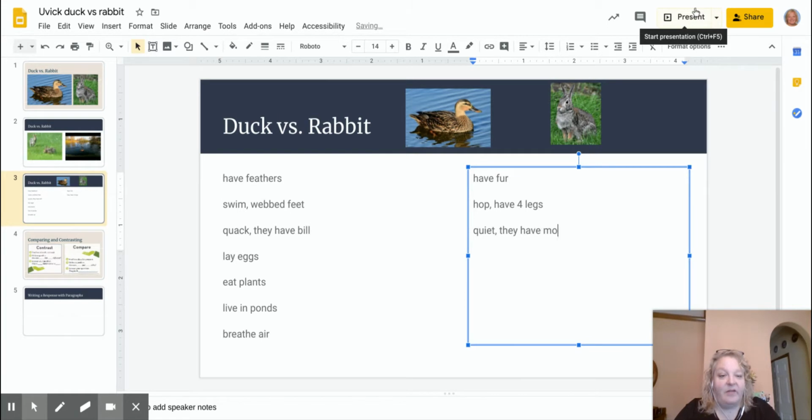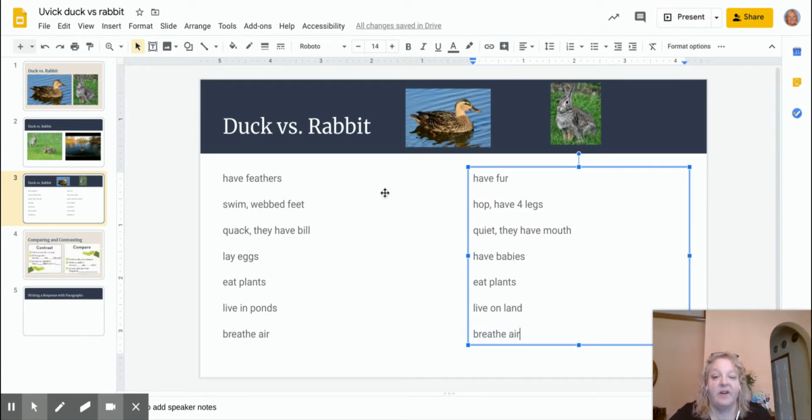They have a mouth. Do rabbits lay eggs like ducks do? Rabbits have babies. They have live babies. What about rabbits eating? Rabbits eat plants. They live on land. And they do breathe air.